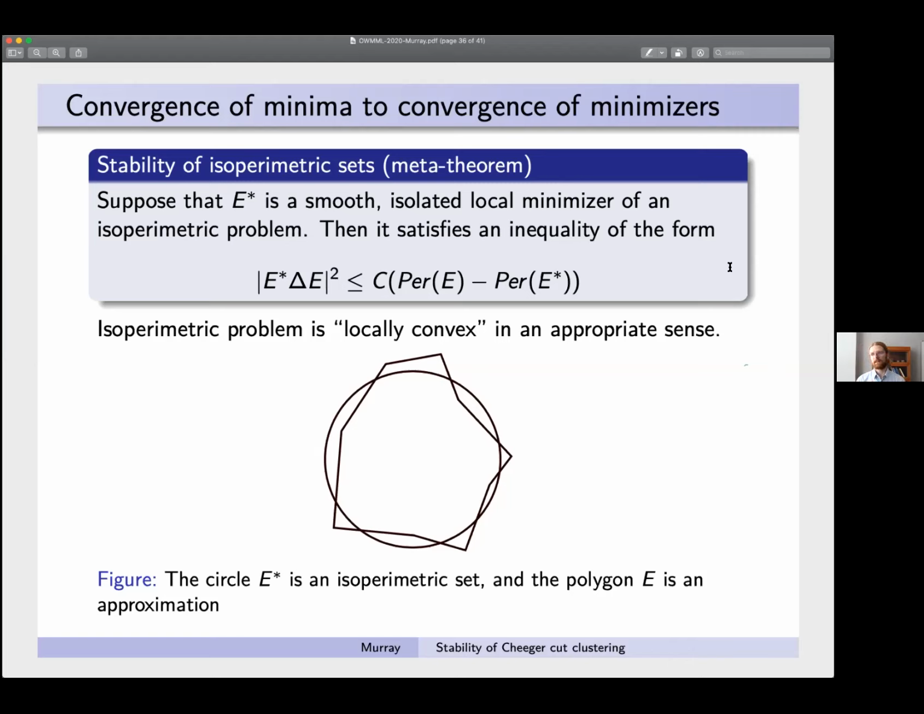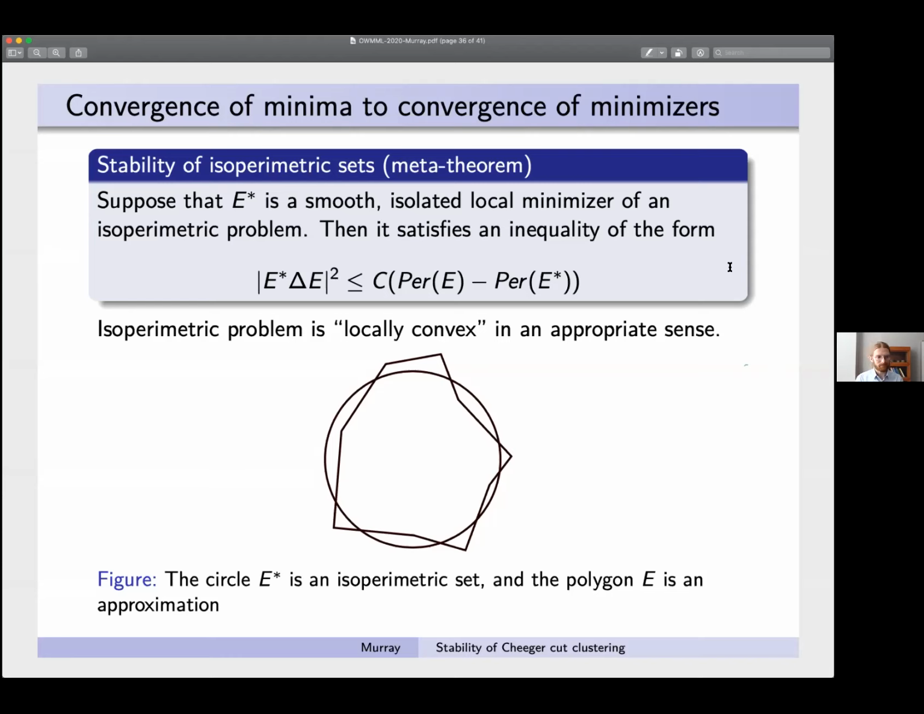Now, I've stated this here as a meta theorem because you have to specify your setting. I'm not saying this holds for every isoperimetric problem that someone can imagine, but there are several different variants of the isoperimetric problem, for example, a mass-constrained isoperimetric problem on a manifold, for example, a compact manifold, for which something like this is known to hold. And the way that one should interpret this is that the isoperimetric problem is locally convex in some appropriate sense. So we can think of it like that quadratic. We can quantify how it's locally convex in an L1 type topology, if you want to think about it that way.